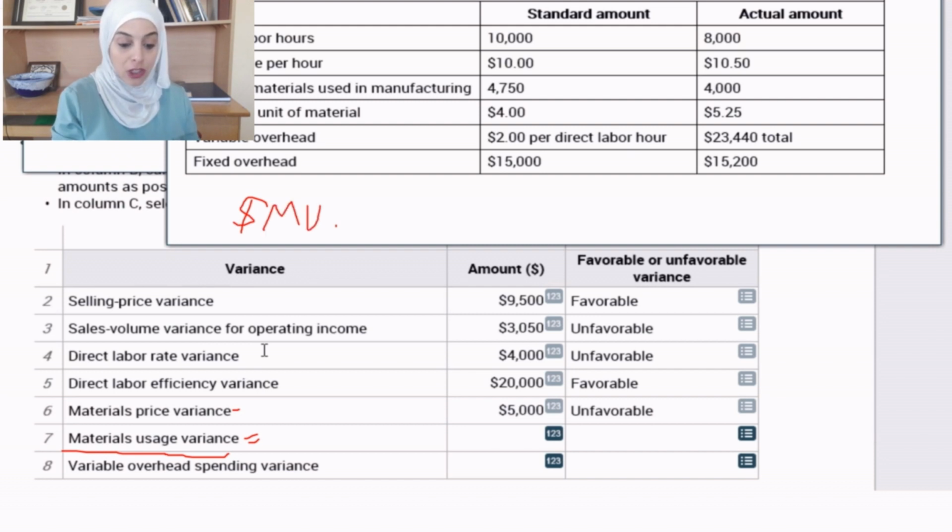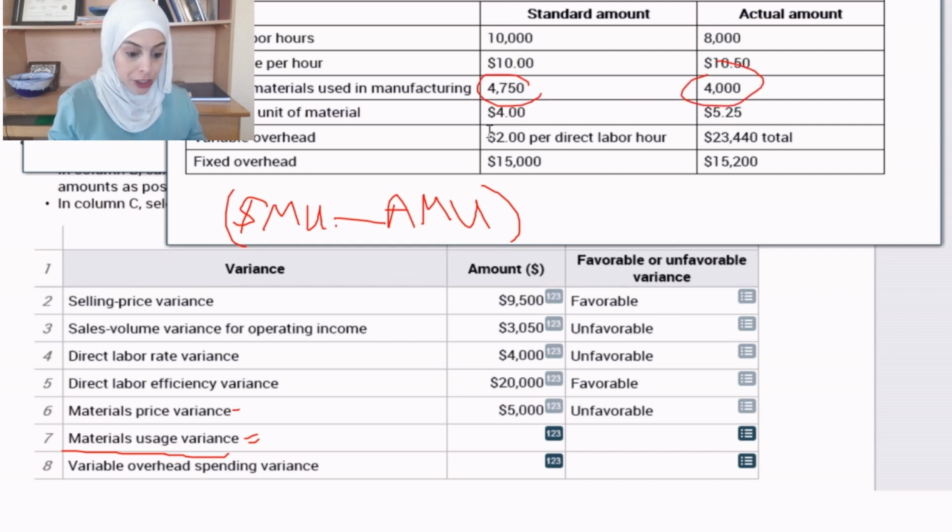So we're going to look here for the actual and the standard materials sold from the exhibit. Here is the units of materials sold. Here's the actual 4,000 and the standard 4,750. So the difference between both is 750, and we're going to times that by the standard material price per unit, which is $4 here. So 750 times $4 will give us $3,000.